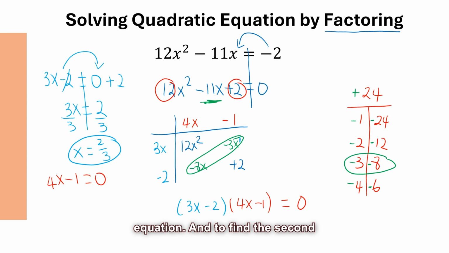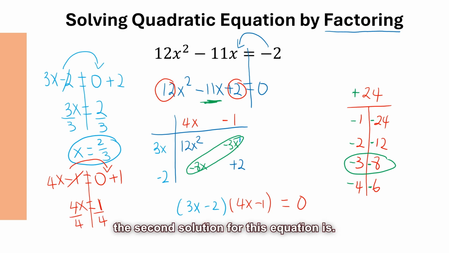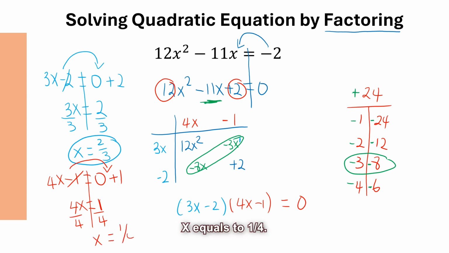To find the second solution, you solve this second equation. -1, you move to the other side, and it becomes +1. So we have 4x equals 0 plus 1, which is 1, and divided by 4. So the second solution for this equation is x equals 1/4.